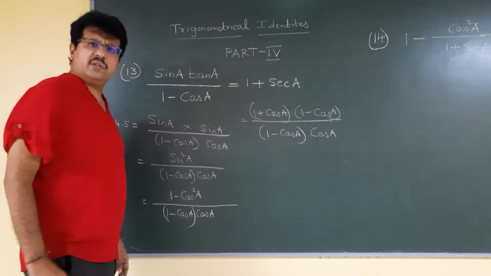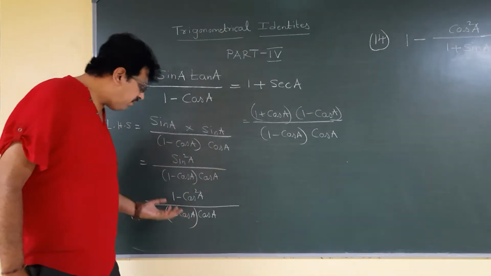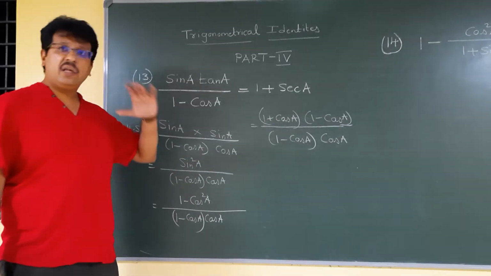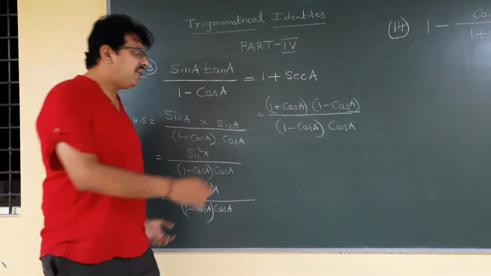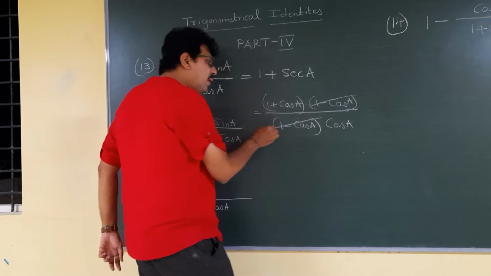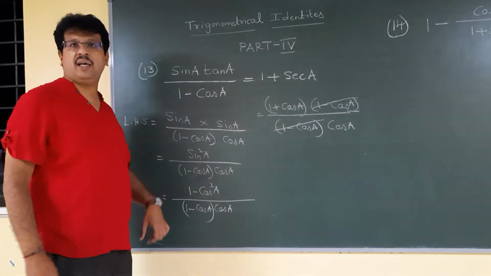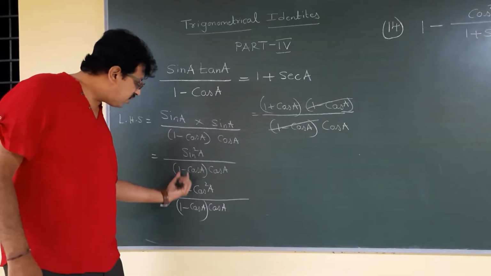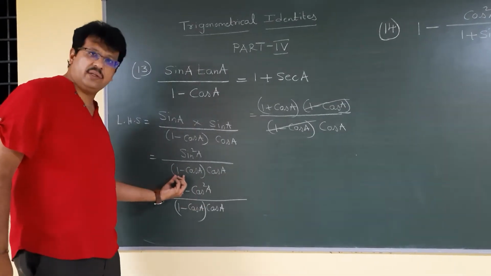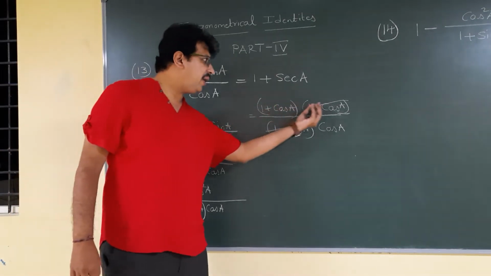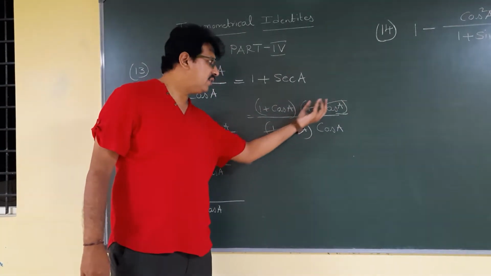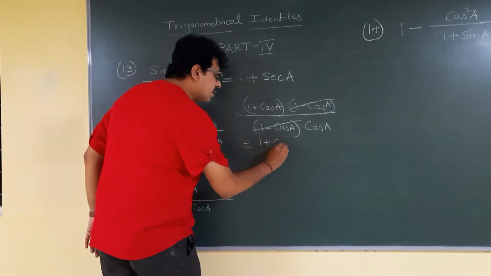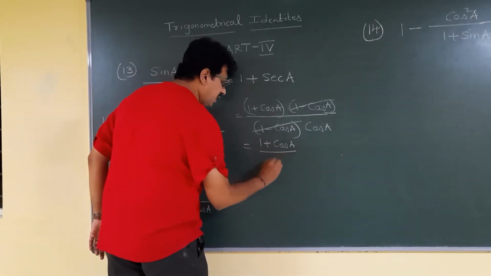You can see, children, it is very simple to understand why we have written sin square as 1 minus cos square A, because in our mind we should have that we can easily cancel this 1 minus cos A and 1 minus cos A. That is the reason we have written sin square as 1 minus cos square A. And then we are using A square minus B square. 1 square is 1 itself. It is A plus B into A minus B. That's how we cancelled this 1 minus cos A and 1 minus cos A. So what we are getting here? 1 plus cos A by cos A.